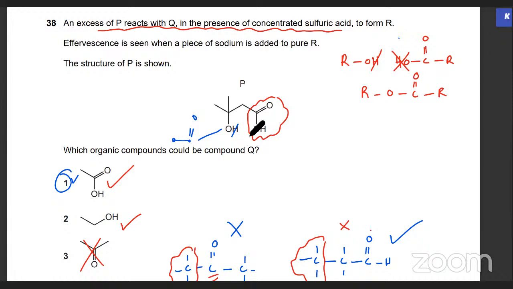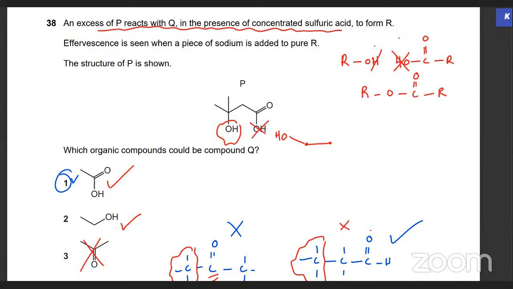When a piece of sodium is added, compound R will give you a reaction with sodium metal. Second one, let's do it. If option number 2 is correct, what's going to happen? What would be compound R? This would be an alcohol, and it will react with the carboxylic acid. So you have an alcohol, a 2 carbon atom alcohol, and it will react with the carboxylic acid.